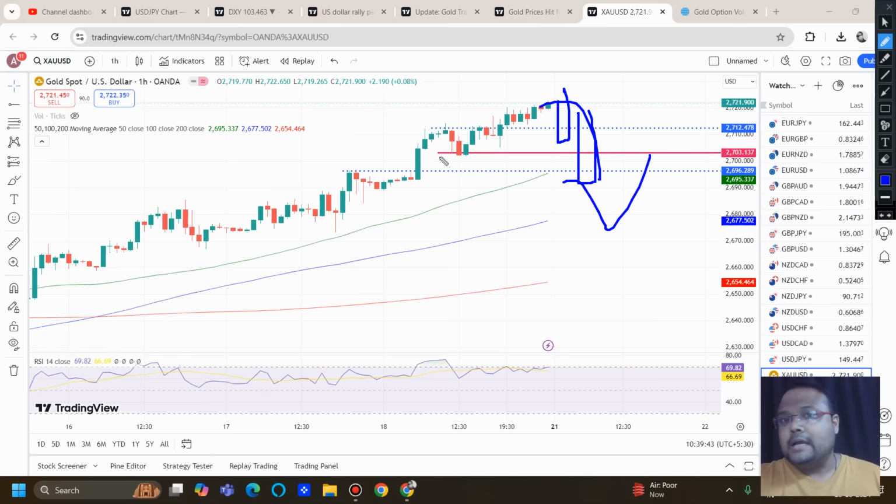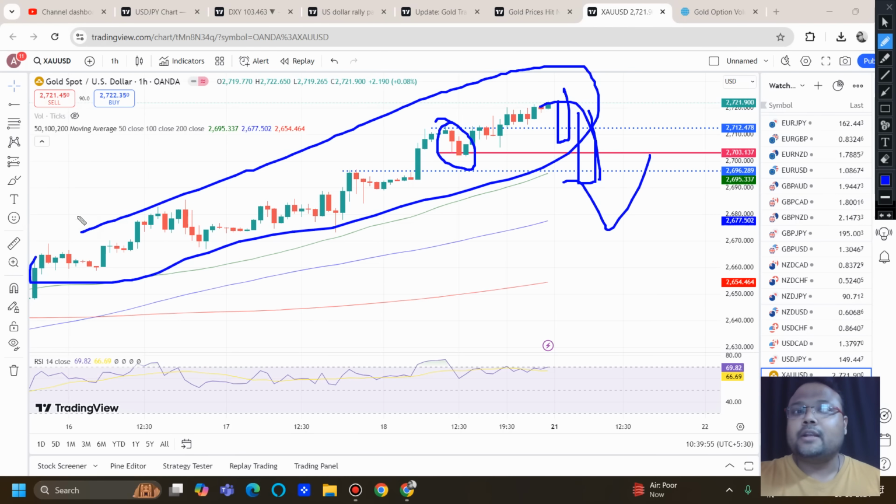And many of you are taking sell positions at retracement. That is also not a good decision, because you need to respect the trend of the market.